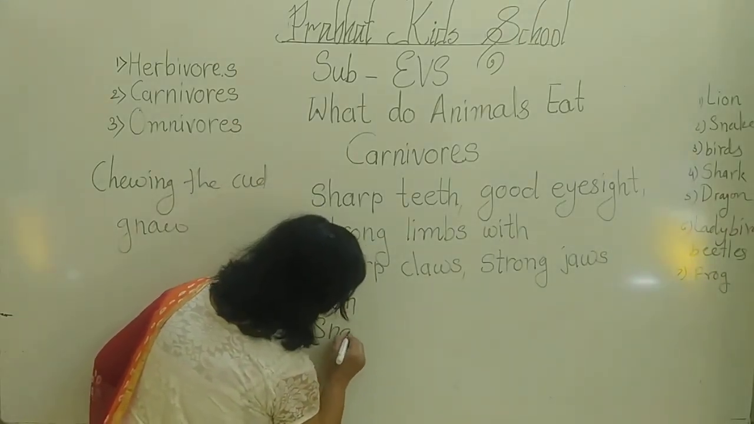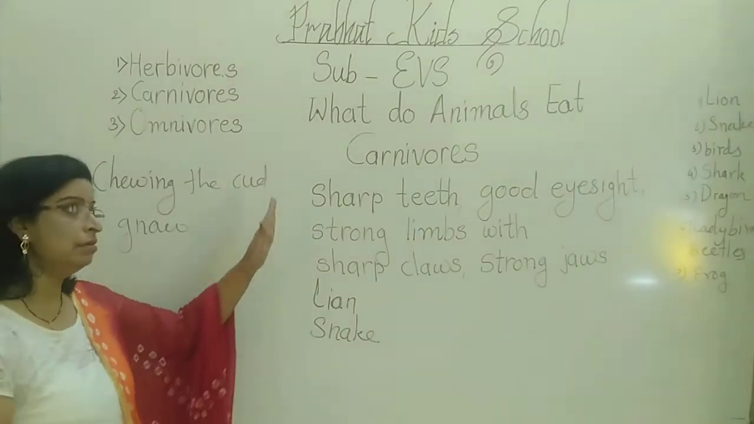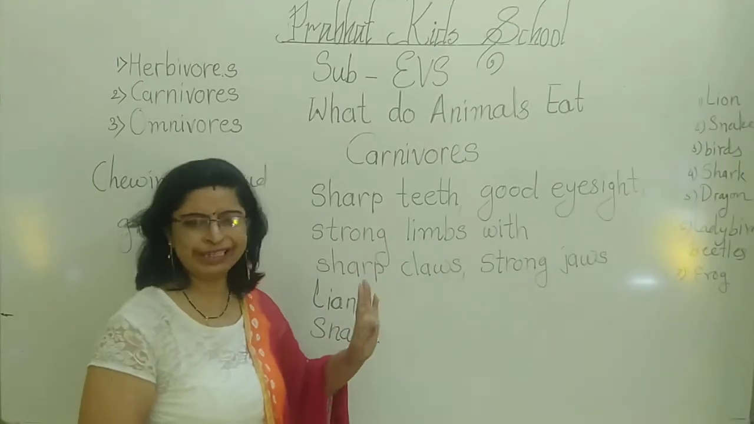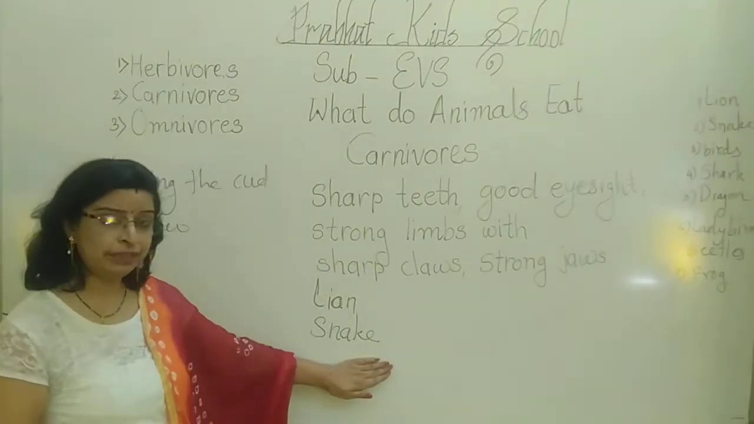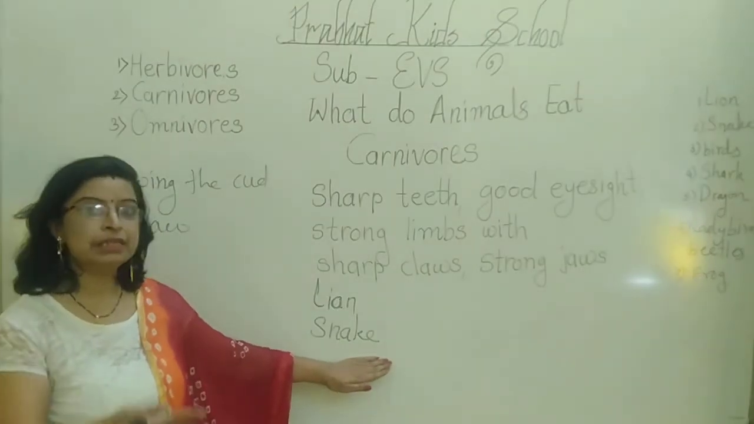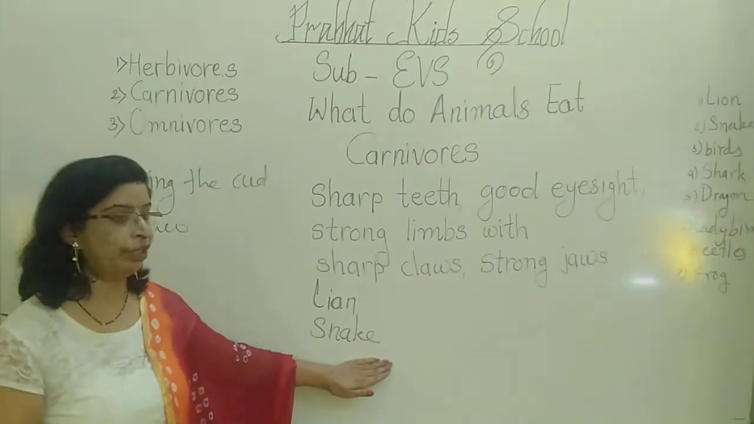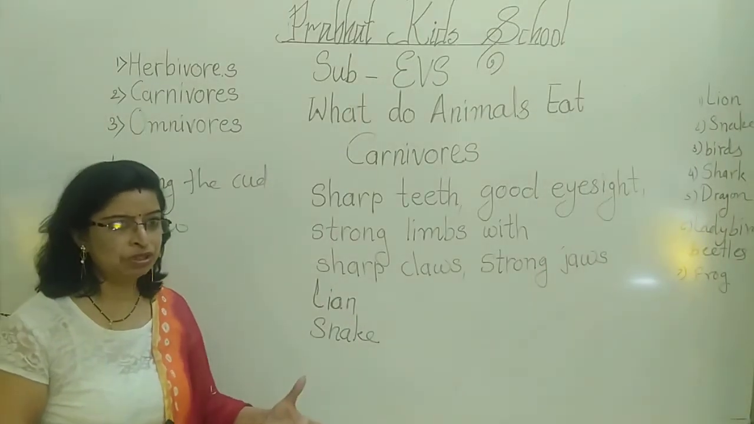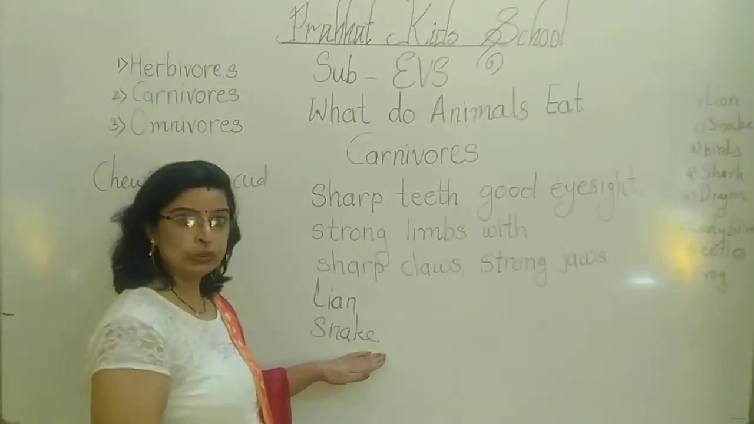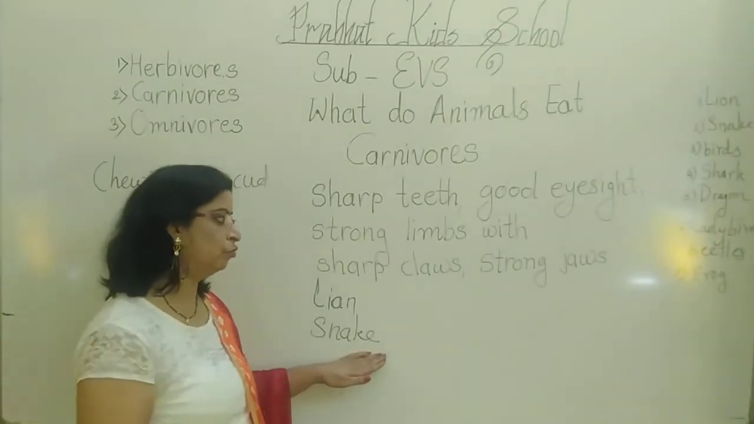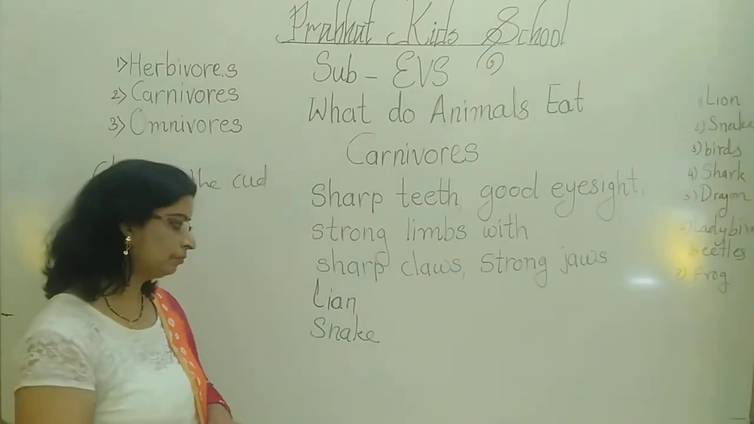Yes, all might have seen snakes. All snakes are carnivorous. All types of snakes are carnivorous. How do they eat? Snakes just swallow their food. They swallow whatever they eat. Some animals, then eggs of birds, they eat. Who? Snakes. They swallow their food. They are carnivorous.